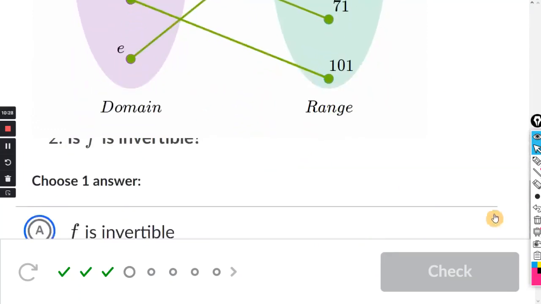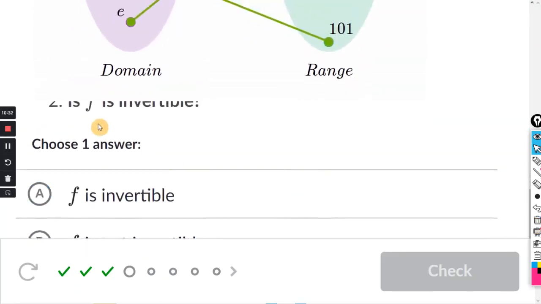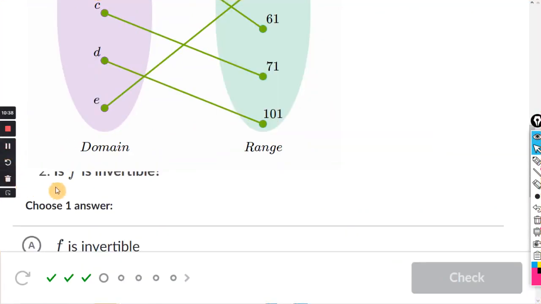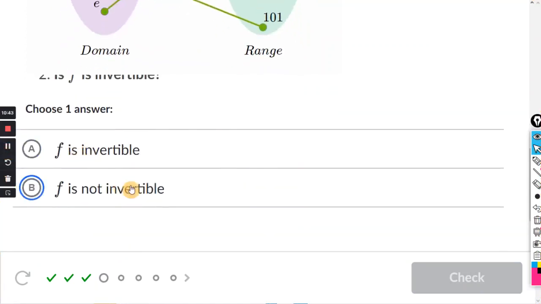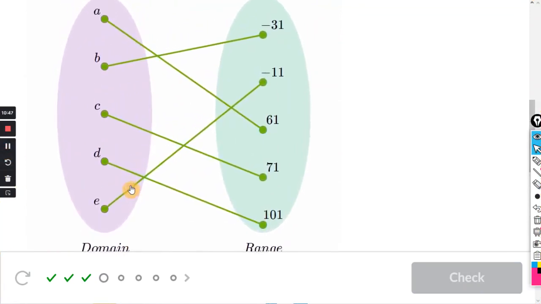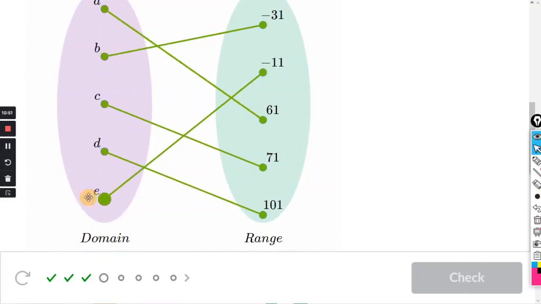And a follow-up question here. Not sure why I can't see it. They're asking, is f, the function f, invertible? And you basically have to say yes or no. So let's see if it's invertible. The domain is this side. These are the x values, and the range right here, these are the y values.